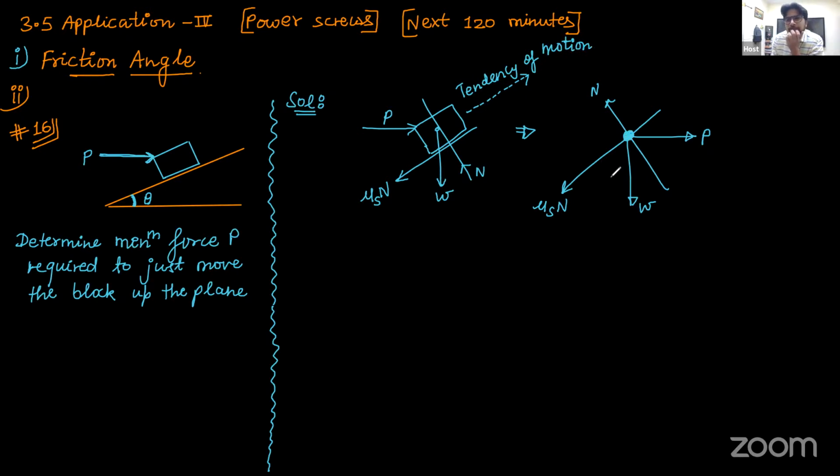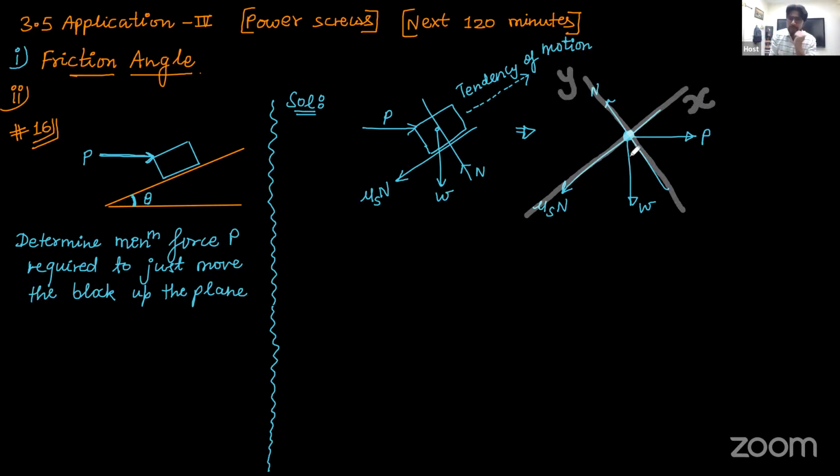Friction will be down. Okay. Now I can take either horizontal x and vertical axis y, or I can take x along the plane and y perpendicular to the plane. I'm going to take x along the plane and y perpendicular to the plane.